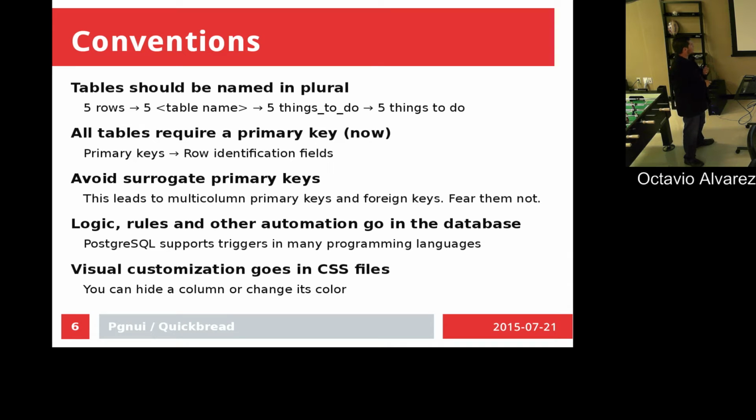Now, this one may be ugly. Try to avoid surrogate primary keys for now because I don't have any row identification algorithm. And you will see why in the demonstration. Logic, rules, and other automation go in the database.